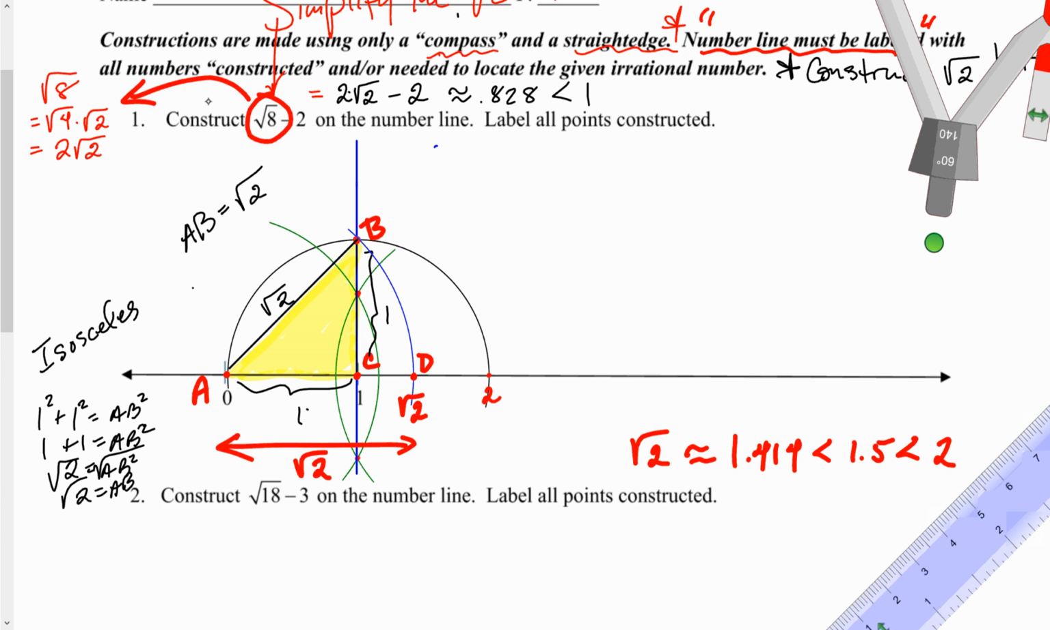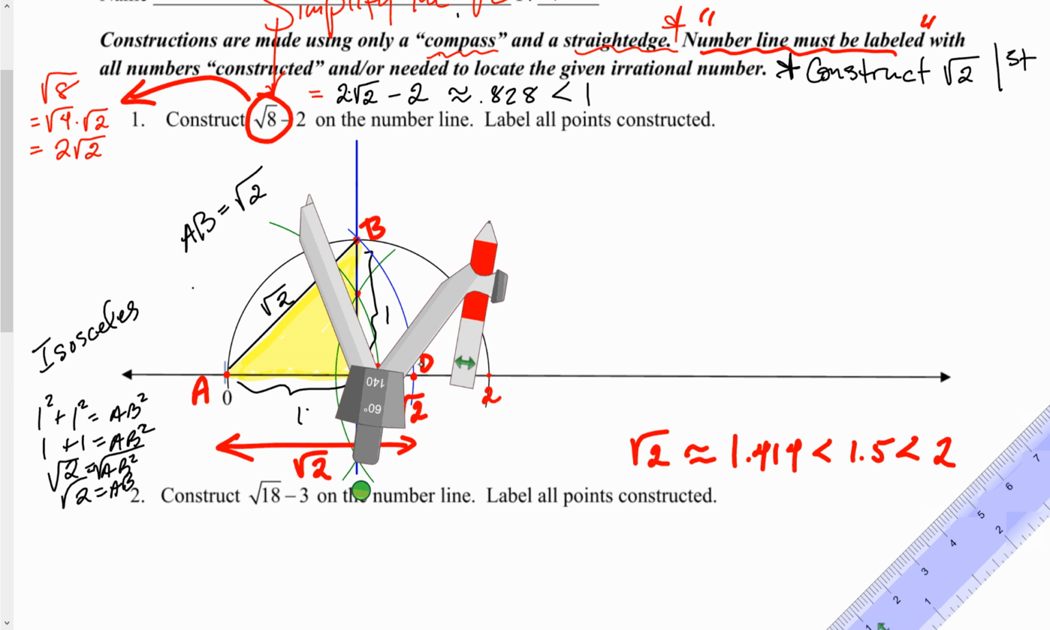Yeah, that's a little bit better. And once I got 2 root 2, I'm trying to construct 2 root 2 minus 2. All right, so let's figure out how to do that. What we're going to do is construct 2 times root 2. Okay, so how do we do that?